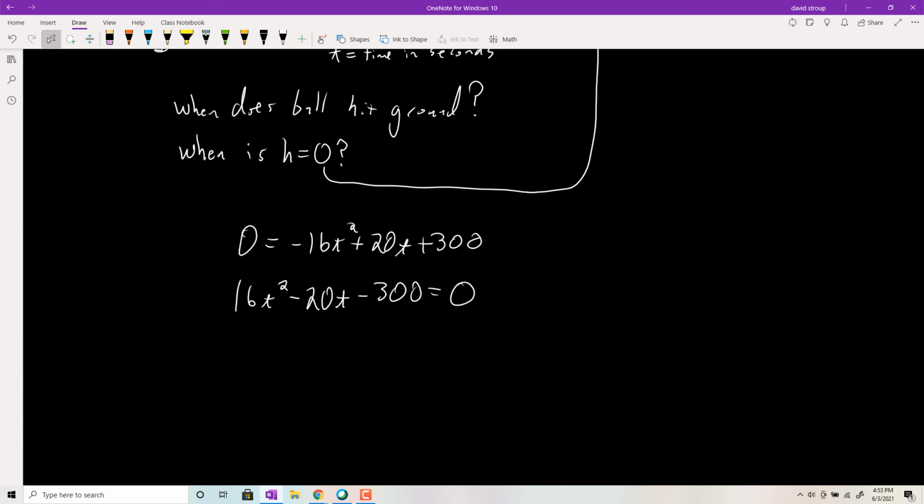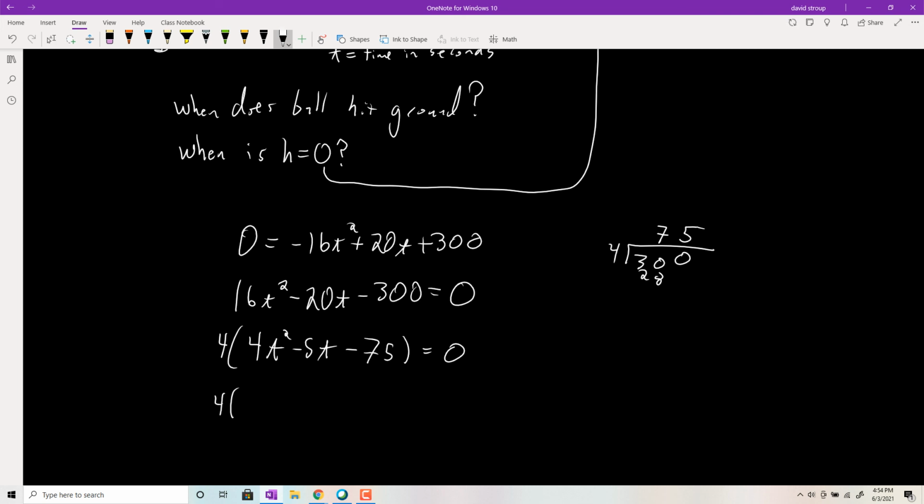Are there any GCFs I can factor out? Well, looks like you could get a 2. Can you get a 4? Are we lucky enough to get a 4? I think we can get a 4 as well. So 4 times t squared minus 5t minus, and I don't want to screw this up. Seems like I've screwed this up before. So let me go over here. 4 into 300 is 75.